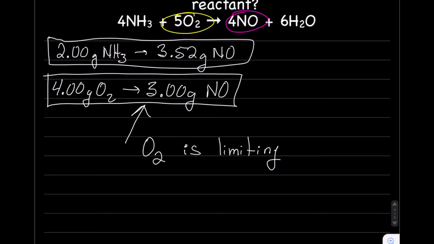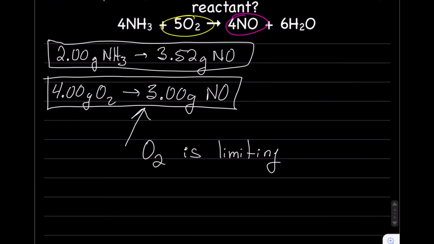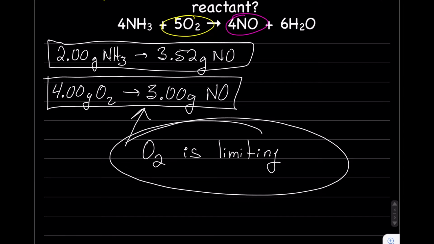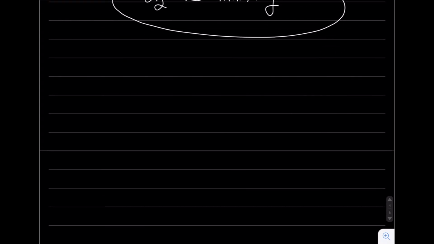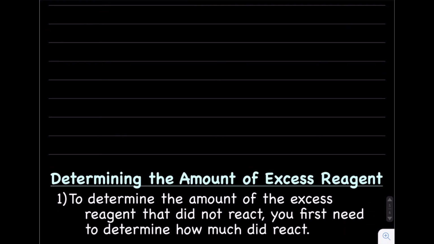Okay, so our question was, which is the limiting reagent or reactant? It's O2. Hopefully that makes sense. And we'll now move on to calculating excess reactant. Alrighty, on to determining the amount of excess reagent. In all honesty, this is the part where people get a little lost. So as we're going through this, really think about it.